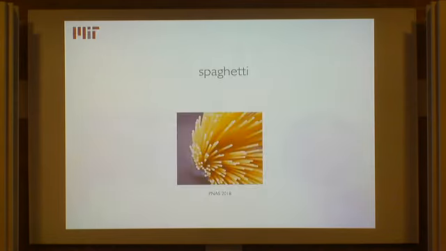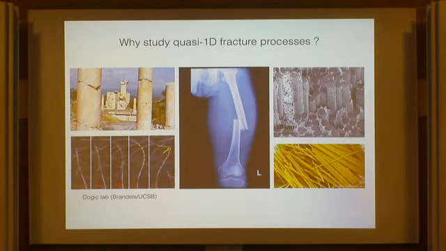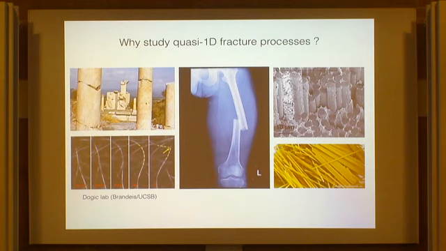Okay, so let's go to something much more mundane here. The spaghetti proper. What we're particularly interested in, as we will see in the knot example, is the role of twist in these systems. So why are we interested in studying one-dimensional systems and fracture processes? Here are a few examples. It is relevant in architecture, biomedical contexts, and also material contexts.